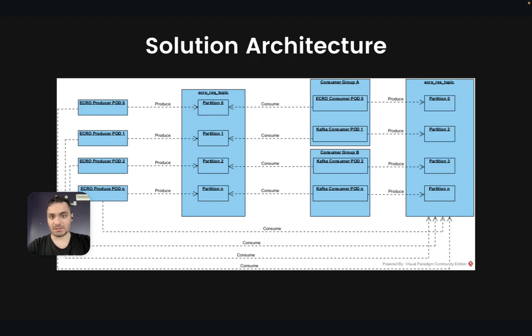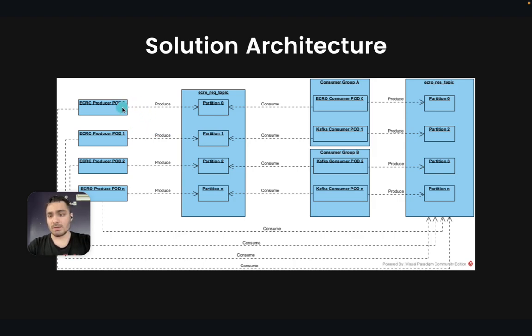So here is the solution architecture for ECRO. As you can see, there are several components: ECRO producer, ECRO rec topic, which is the Kafka topic running in a cluster, consumer group, also consumer, and ECRO REST topic. So how does it work? It works the following way.